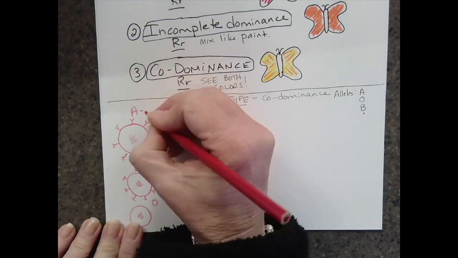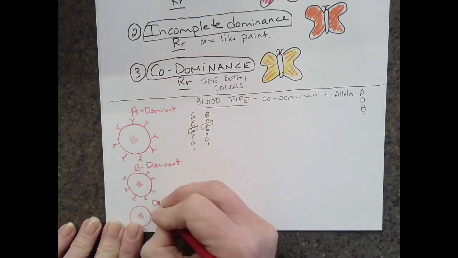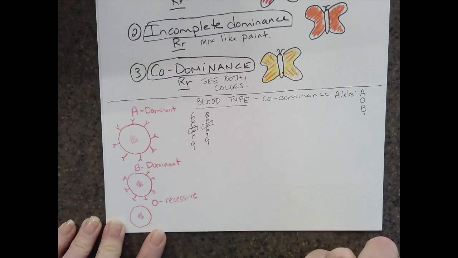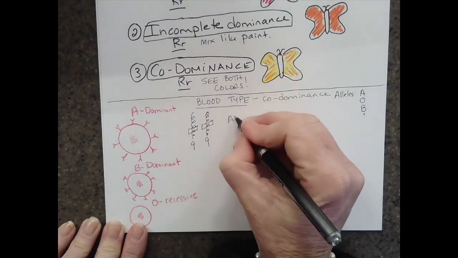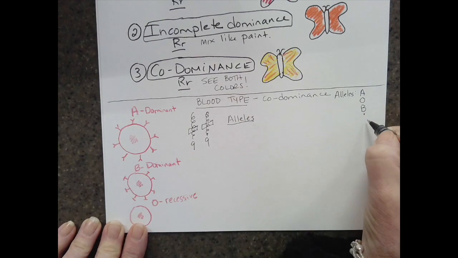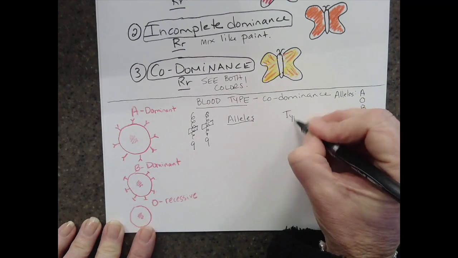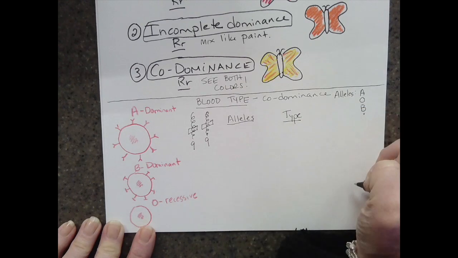By itself, A is dominant. By itself, B is dominant. And O is recessive. So you get 2. Lots of combinations of this. So let's look at your alleles. You get 2 of them. Remember, that's versions. Alleles is another word for versions. You're going to get 2. We'll figure out what blood type you are, and we'll draw it.